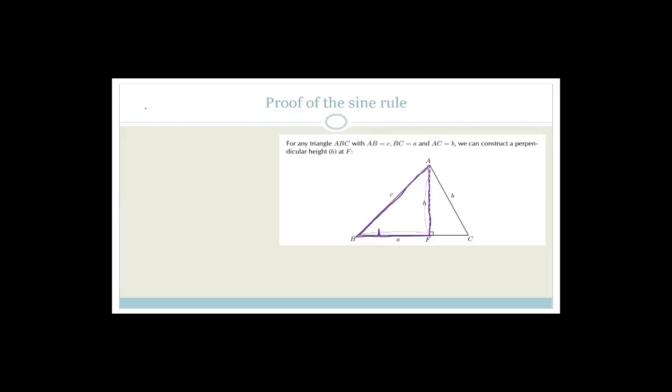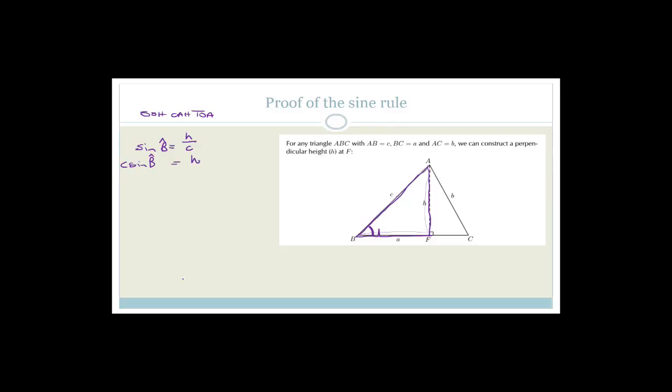Now we're going to use SOH CAH TOA, and we're going to look at sine of B. Do you agree that sine of angle B is equal to the opposite over the hypotenuse? So it's going to be H over C. Do you agree with that? So therefore, do you agree that H, this line in the middle, is equal to C sine B?